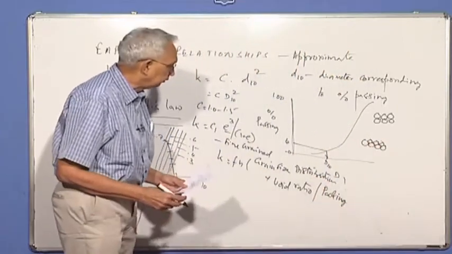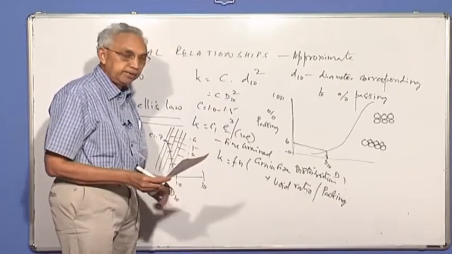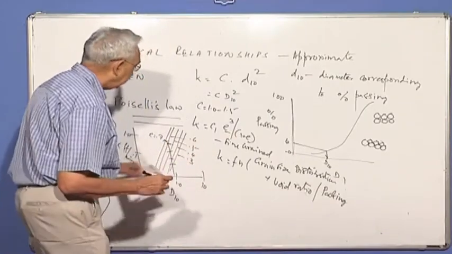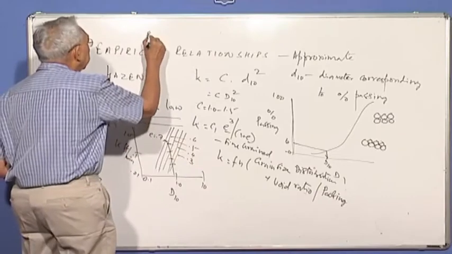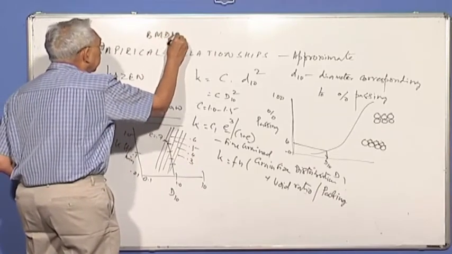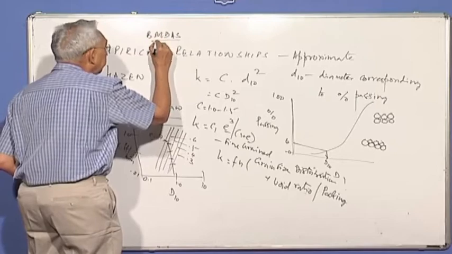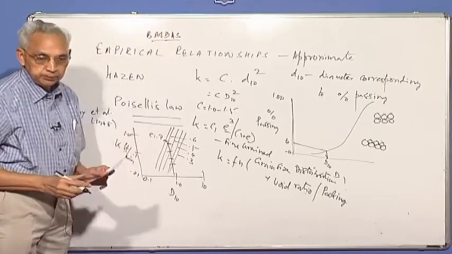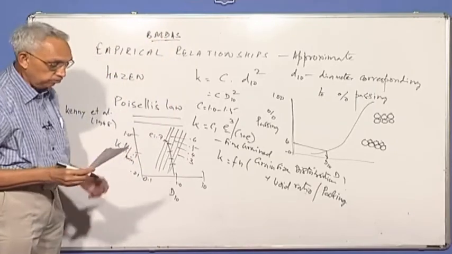So based on the void ratio, you can also find out, and this chart is available in the book by B.M. Das, which is one of the textbooks for us. So I would like you to keep this ready with you whenever you are doing a design.